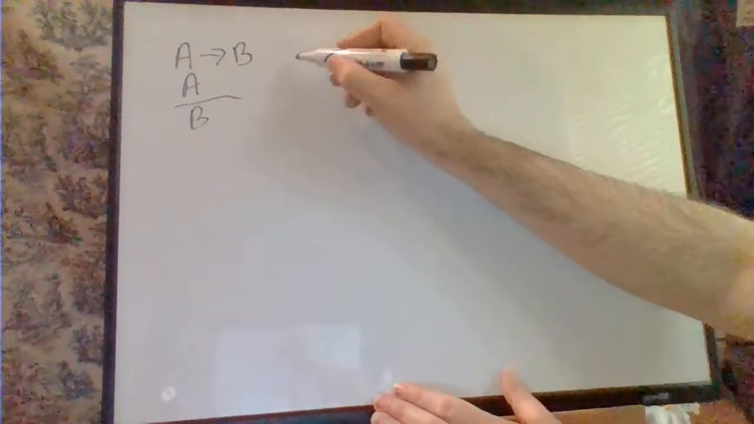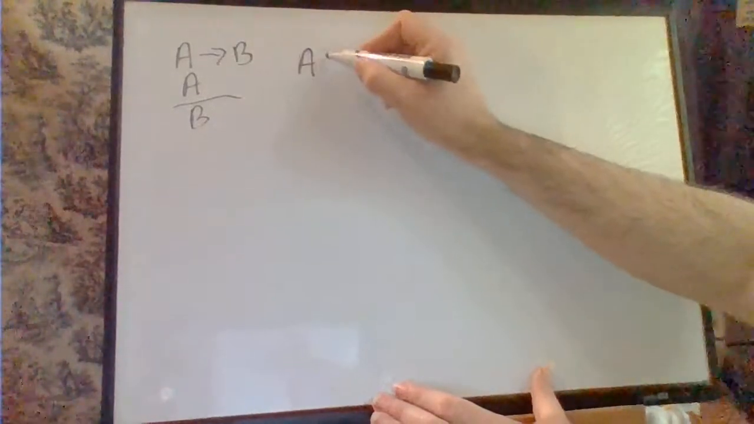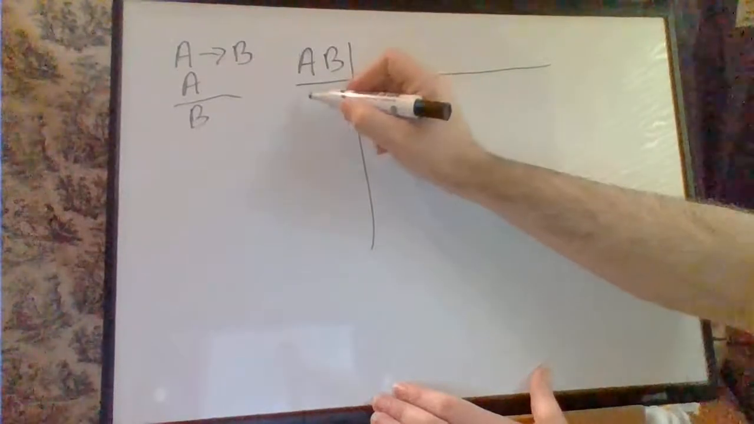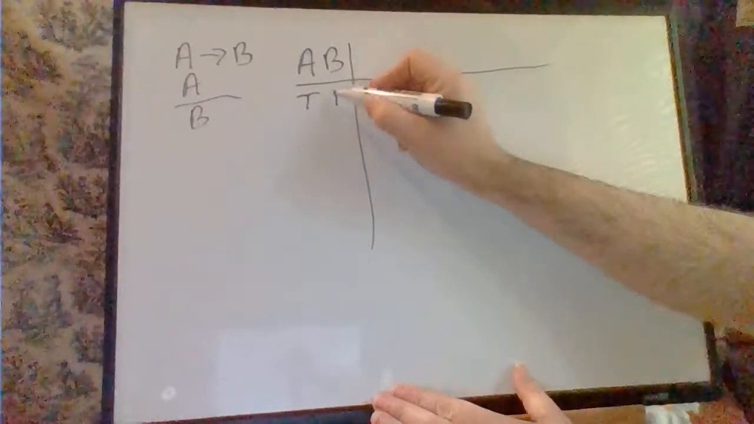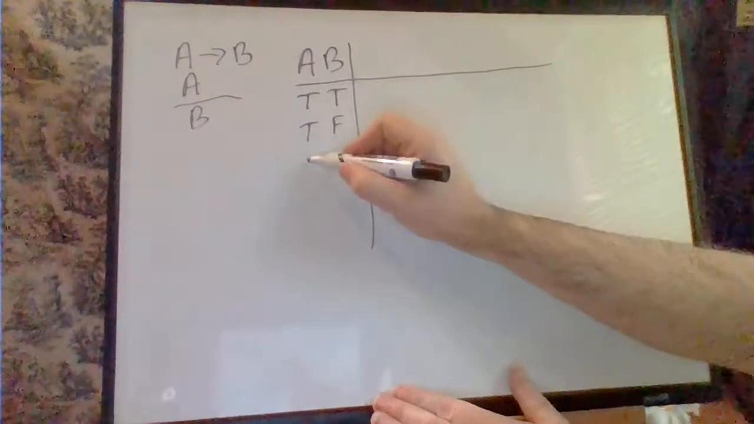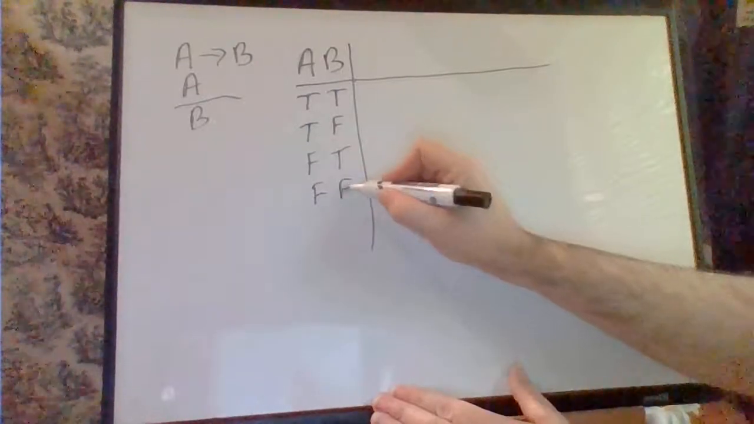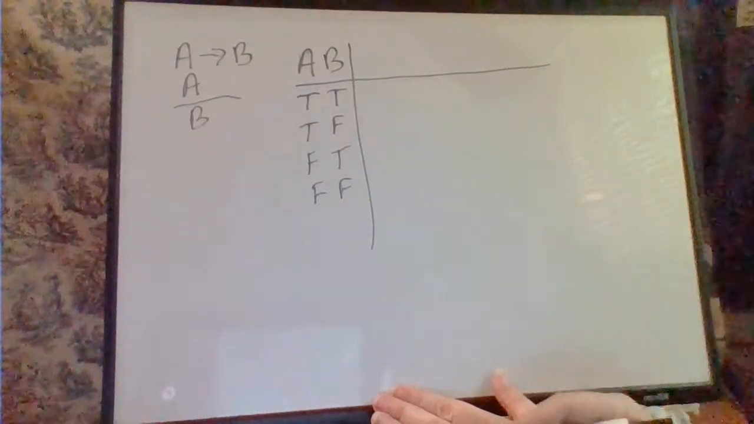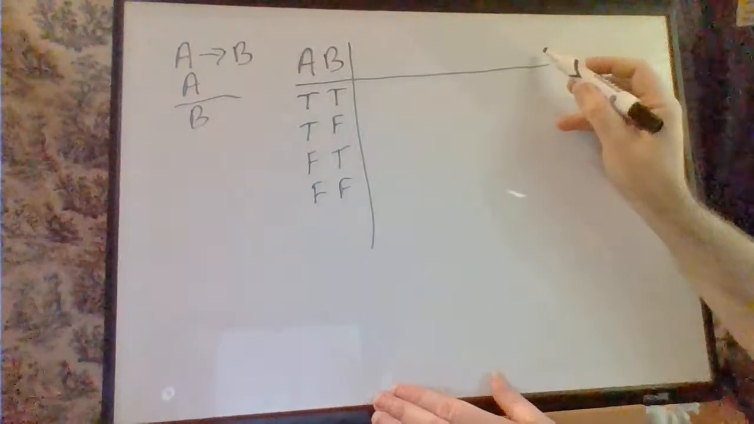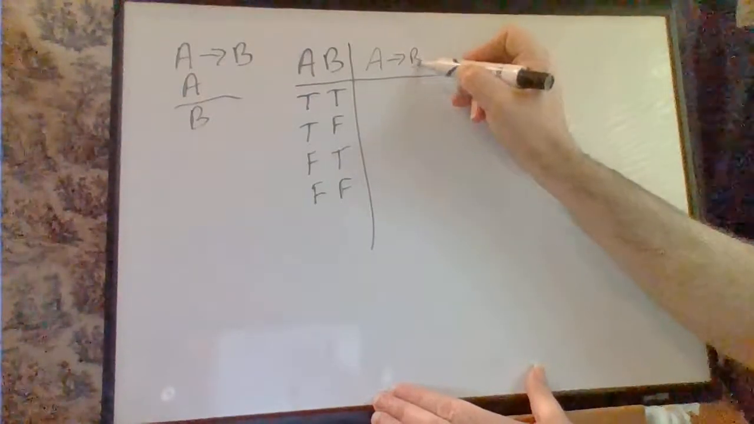So we're going to set this up by putting first the 2 sentence letters, in this case A and B, and I'm going to list all of the possibilities. So A and B could both be true. A could be true, B could be false. A could be false, B could be true, or A and B could both be false. Then I'm going to take the argument and write it across the line over here. So the first premise, if A, then B.